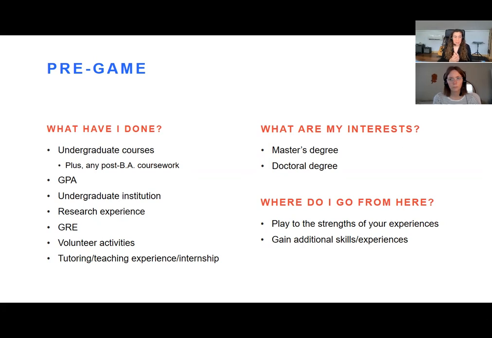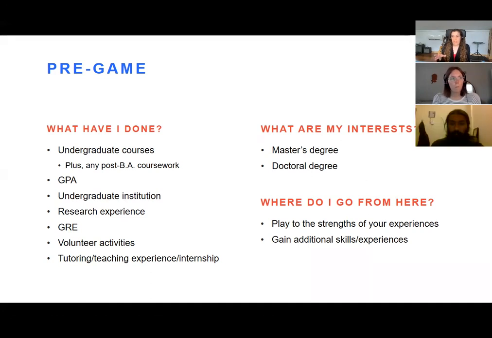I mentioned thinking about research experience or other type of work experience that you had while you were an undergraduate, certainly any volunteer experience that you've had or internships, or maybe you did some tutoring, all those types of things that you might not be thinking about as applicable for graduate school, certainly can show your leadership skills and how you were able to apply what you had learned as an undergraduate into some of your activities.